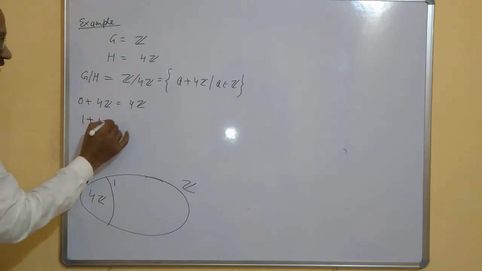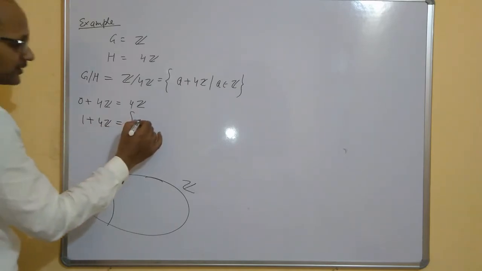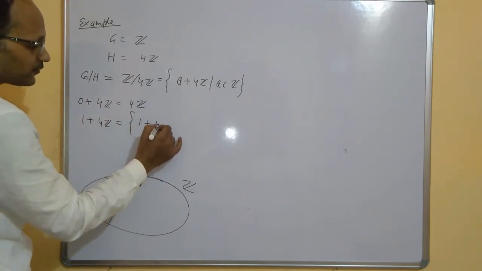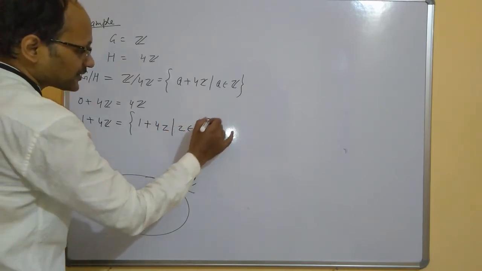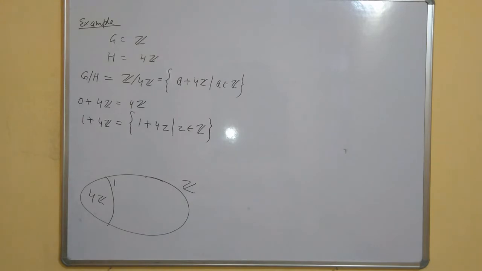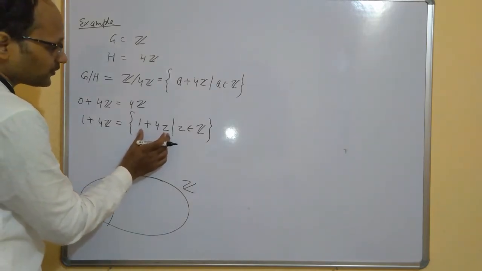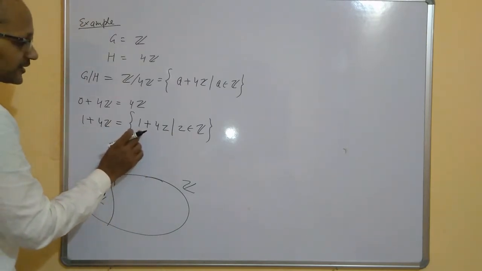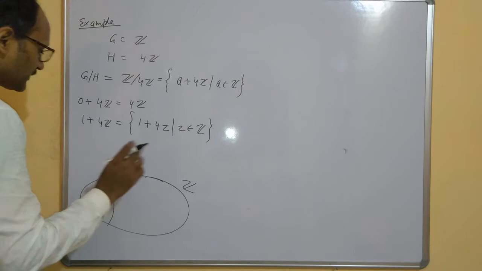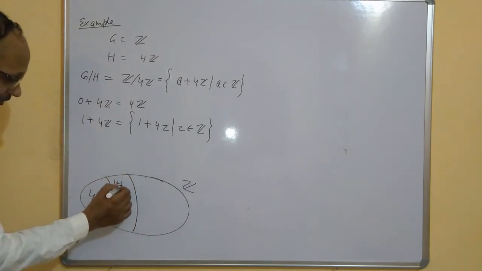So there will be a coset 1 plus 4Z. So 1 plus 4Z will have elements of the form 1 plus 4z such that z belongs to Z. It is clear this consists of those elements which, when you divide by 4, you will get the remainder 1. So this is one coset, 1 plus 4Z.